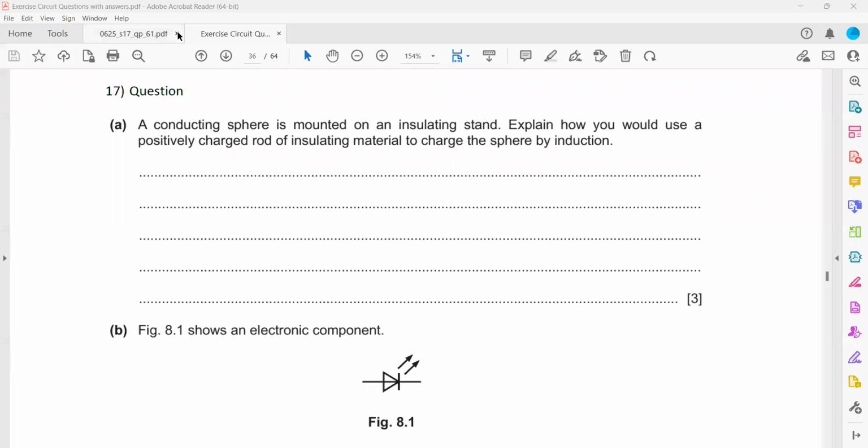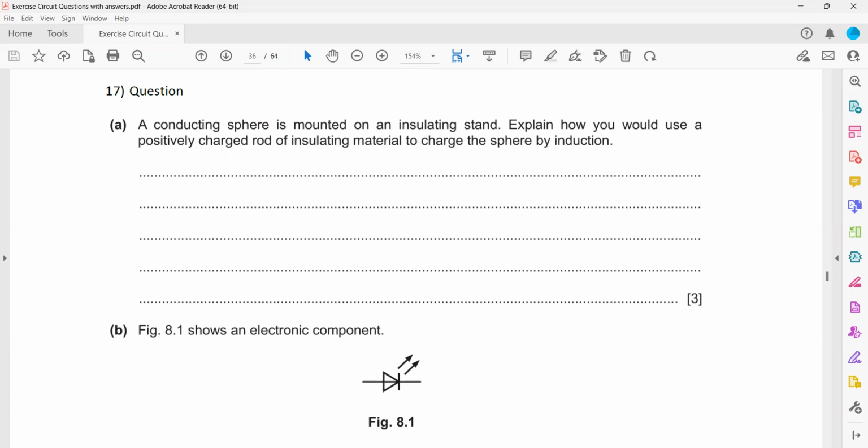So this one is classified electricity questions. A conducting sphere is mounted on an insulating stand. Explain how you would use a positively charged rod of insulating material to charge it by induction. So how can we use induction to charge an object?